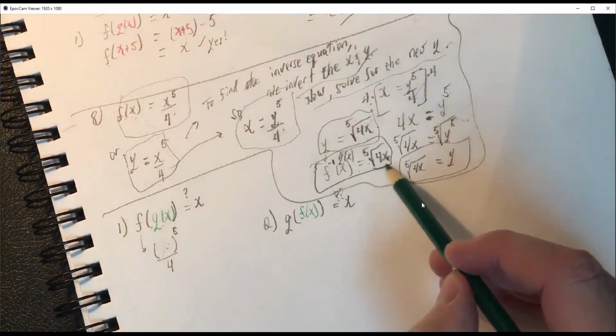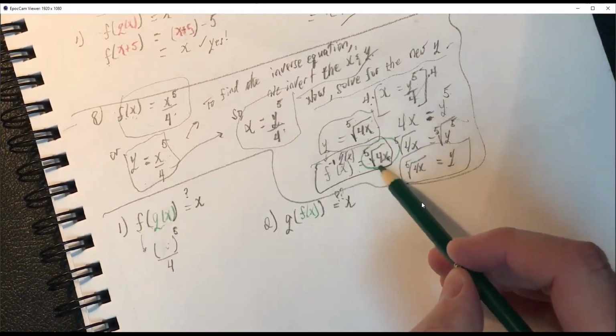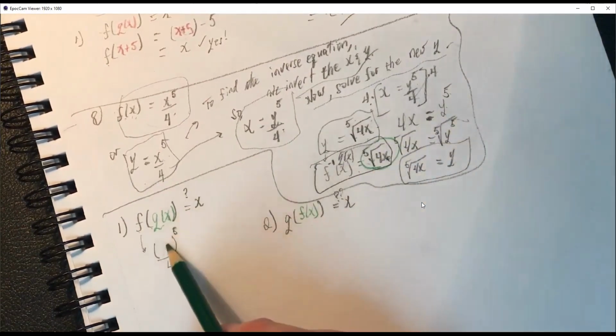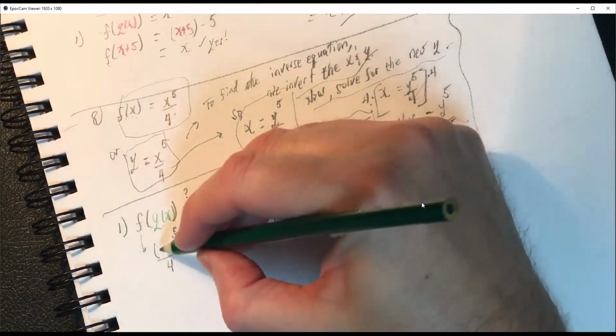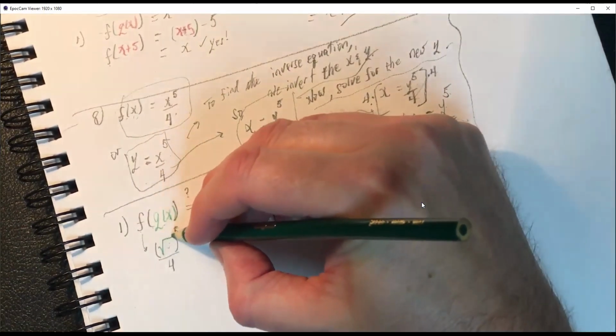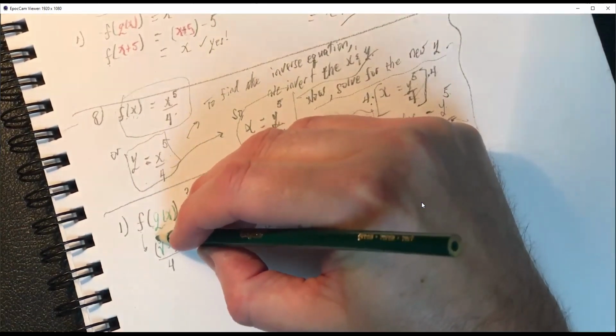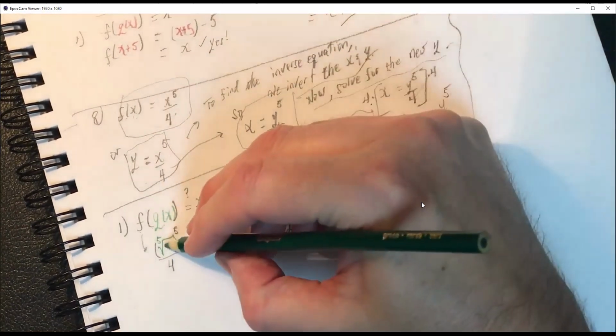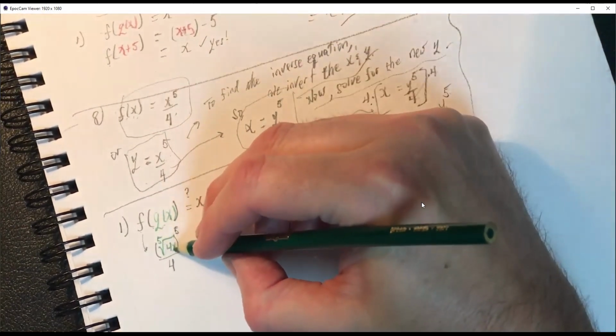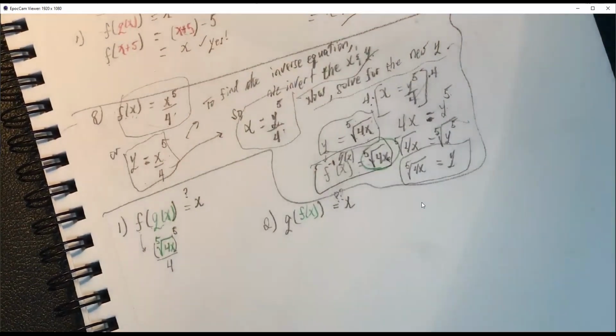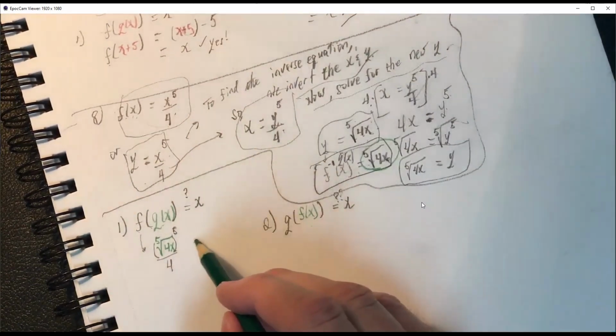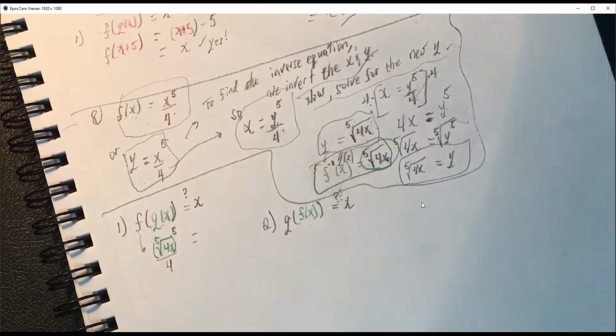So this is g of x. So that's what we put right here. So that's the fifth root of the 4x. And we hope this reduces down to x.